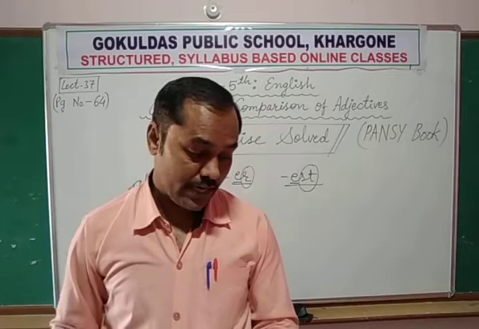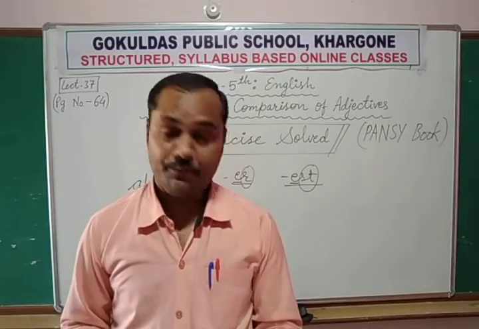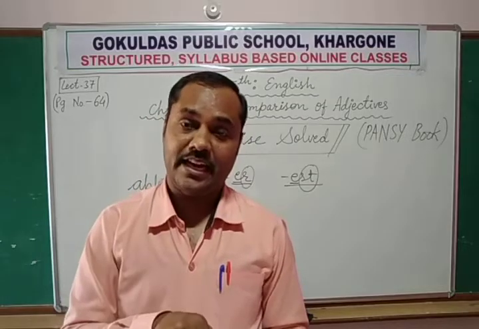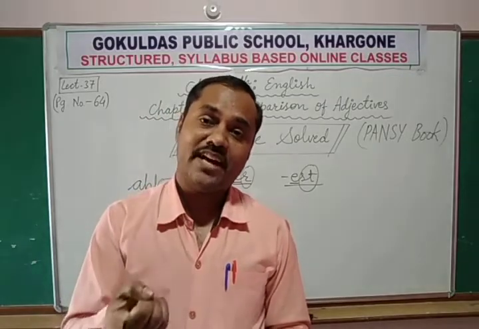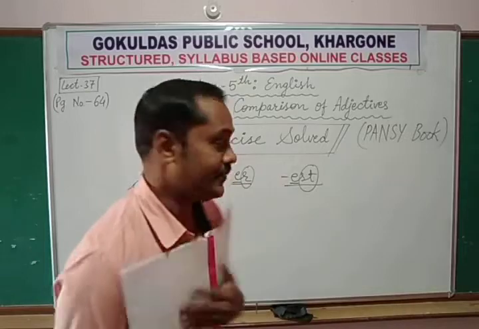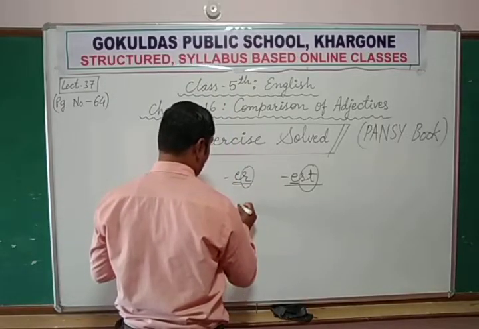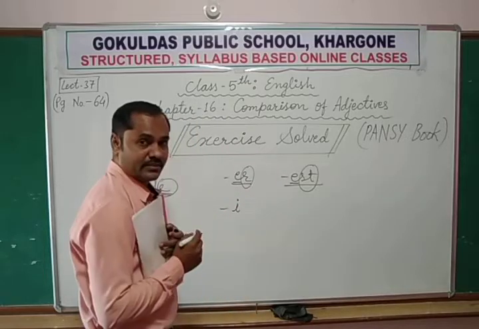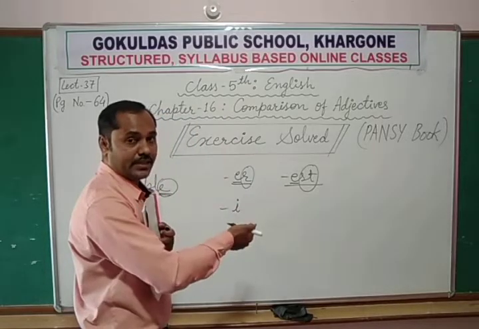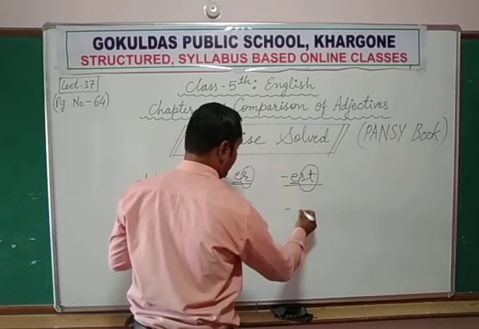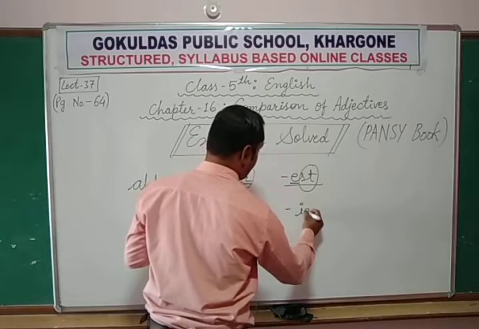So abler and ablest. Busy. In some words, when Y is at the end, we convert Y into I. Busy will become: Y will be converted into I, then we add ER. Busier and busiest.